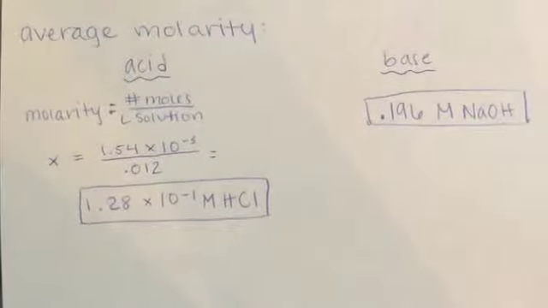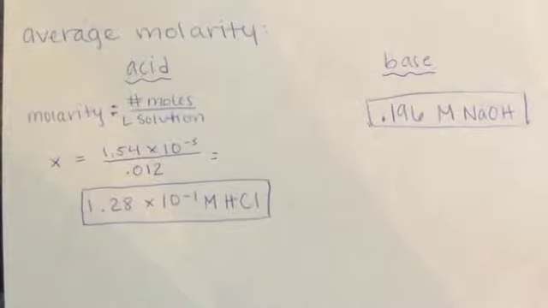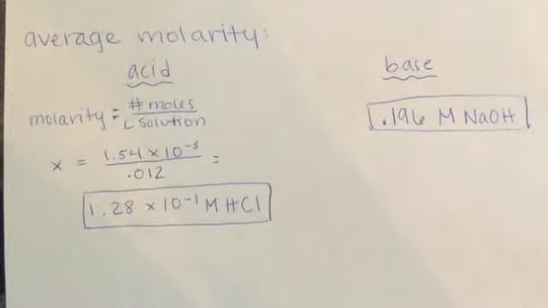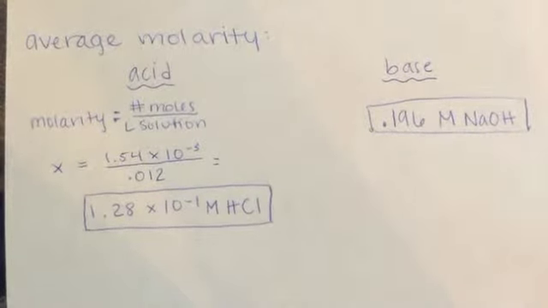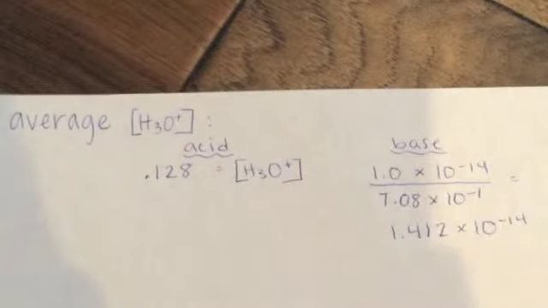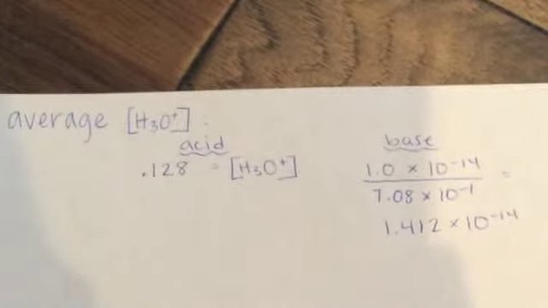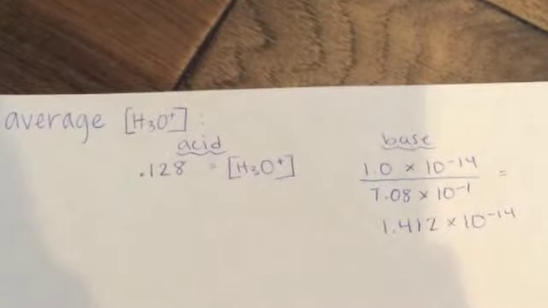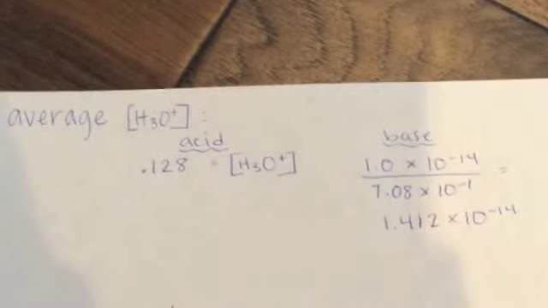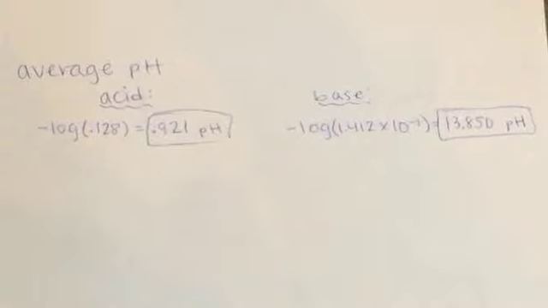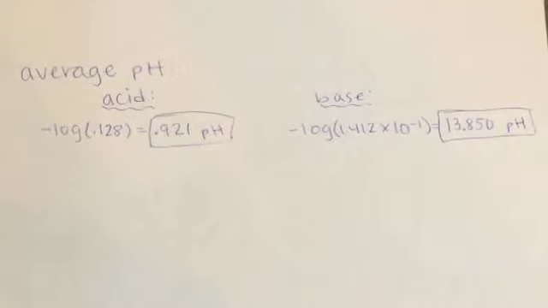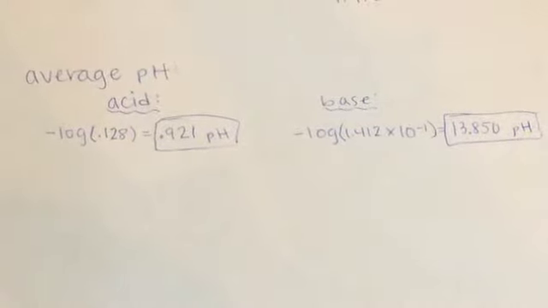For the average molarity, the same equation was used for the acid to get the answer, and for base, the molarity written on the base flask was used. For the average concentration of H3O+, the acid was the same as its molarity, and for base, the pOH was divided into the constant of water to get the answer. For average pH, the negative log was used with its average concentration of H3O+.